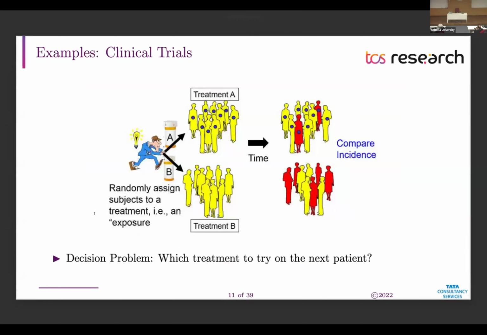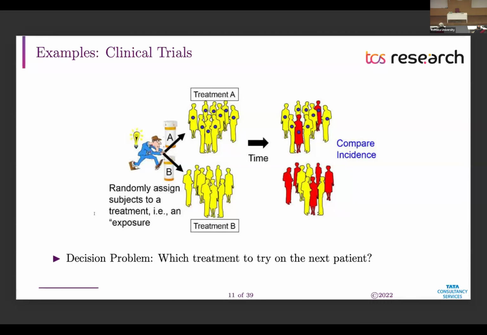An example is the clinical trial, which Professor Siddharth mentioned yesterday. This was also, I think, the original motivation for what is acknowledged as the first paper on what we now call the bandit problem. This is a 1933 paper by Thompson, in which he was trying to address the problem of how to assign subjects to a treatment. You're trying to compare two treatments, treatment A and B, and you're running a clinical trial.